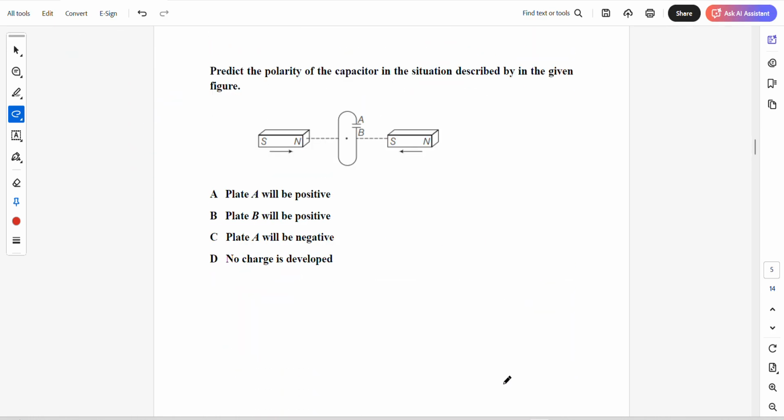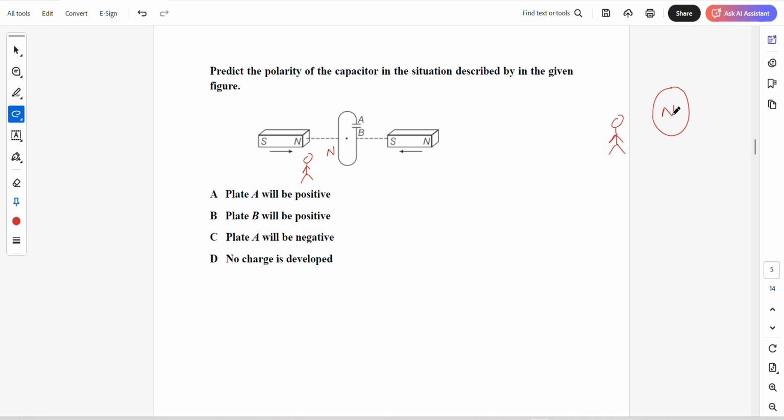Next question is predict the polarity of the capacitor in the situation described in the given figure. Okay, north pole. Okay, we will stand here. North pole. This will also become north pole. In case of north pole, for example, if this is a conducting loop, and this is north pole, seen from here by the observer here, it is anti-clockwise direction. In case of north pole, we know anti-clockwise direction.